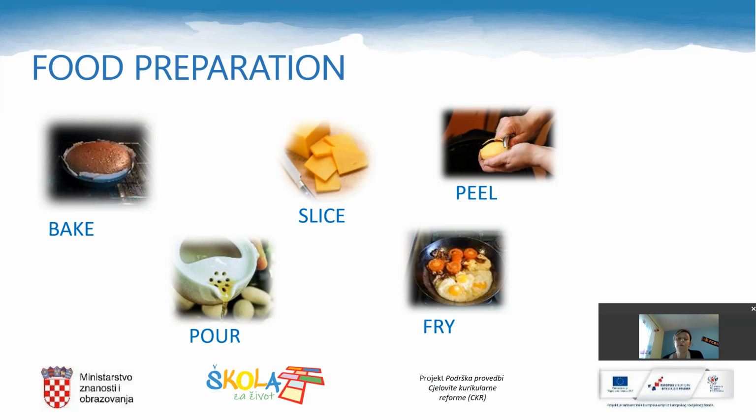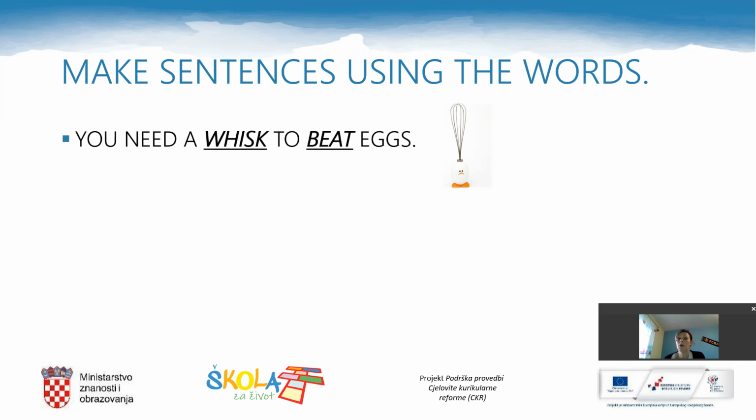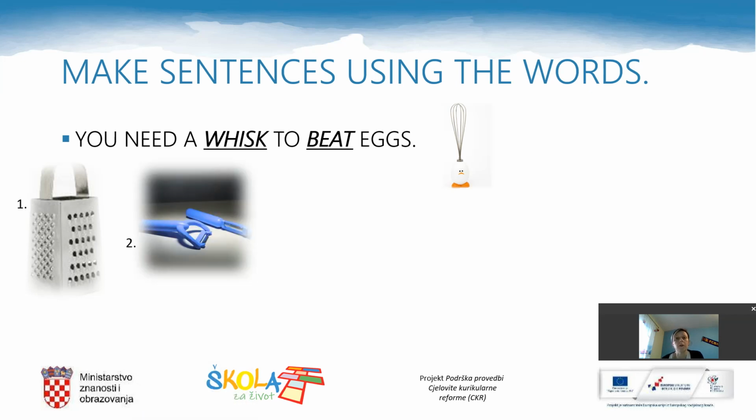Now that you have learned some verbs that we use to prepare food and the names of some cooking tools, it's time to use them in sentences. So make sentences using the words. You know what this is? It's a whisk. And now can you tell me, using the correct food preparation verb, what do we use a whisk for? You need a whisk to beat eggs. Take a look at picture number 1. It's a grater. And what do you need a grater for? You need a grater to grate cheese. Or you need a grater to grate apples. Or chocolate maybe. Take a look at picture number 2. It's a peeler. Can you use it in a sentence? You need a peeler to peel potatoes or apples.